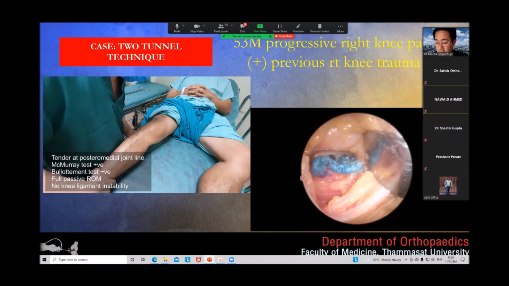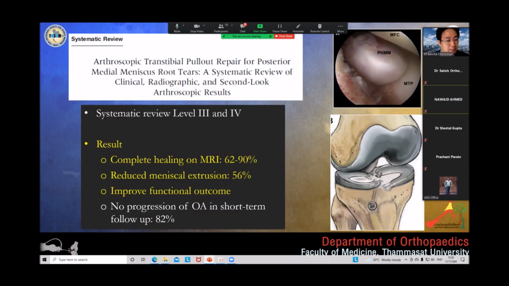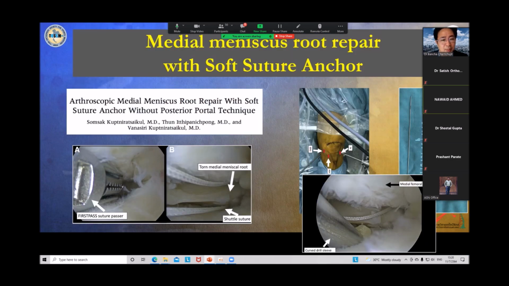This systematic review found that the result of root repair, with complete healing, is around 60 to 90%, but the extrusion reduction is only 50%. That's the problem. We can reduce the extrusion only 50%. This is another article from Dr. Somsak from Thailand. He proposed the soft anchor for suture fixation.